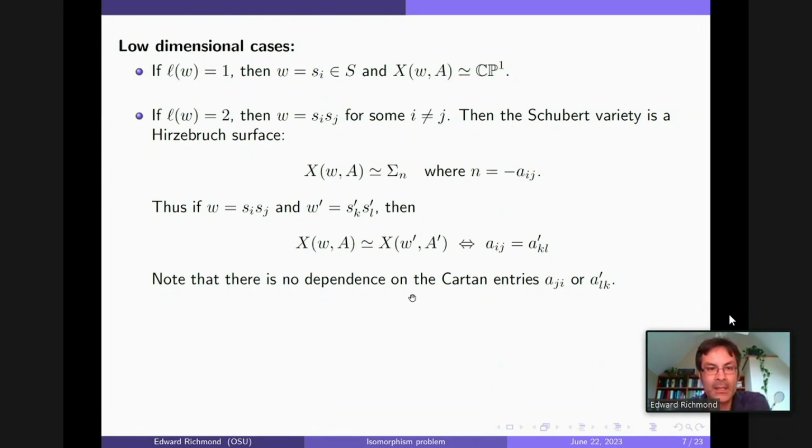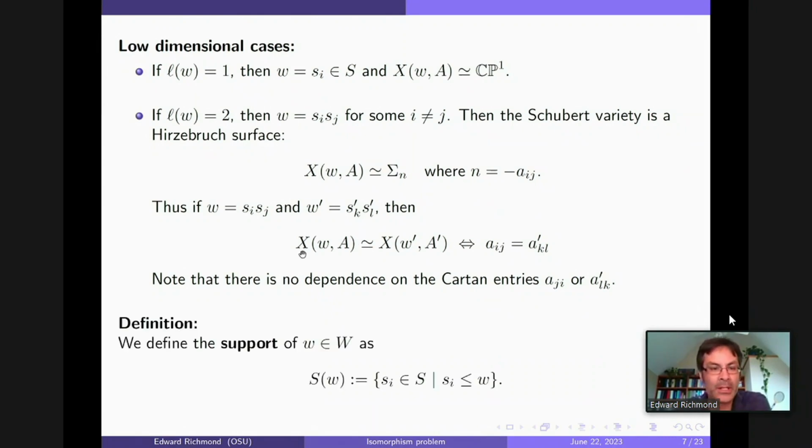Okay. All right. So I want to give a quick definition to lead into my next slide. One thing that's going to be really important is the simple reflections that appear in any reduced word of W. So I'm going to define the support of W to be just this. It's going to be all simple reflections that are less than W in Bruhat order. This is basically saying, all the generators you need to write out W as a reduced word. And this is going to be important.